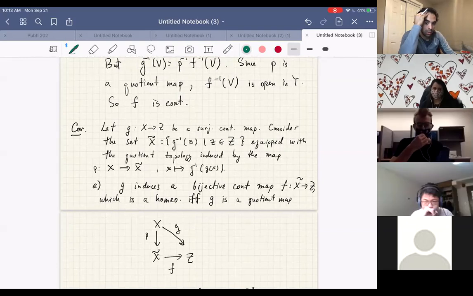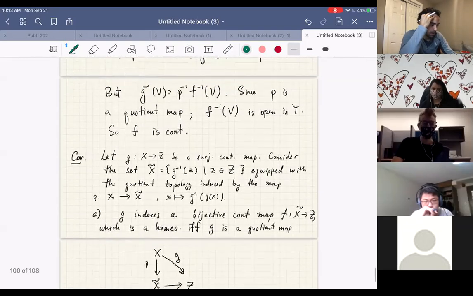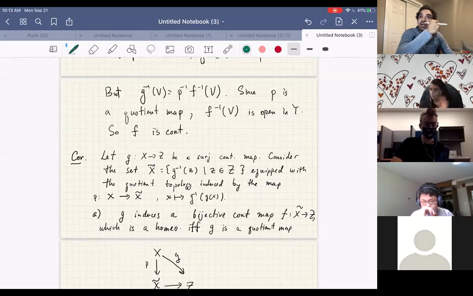I guess I have a question. If we start with a metric space and take a quotient topology, do we get a metric downstairs in the quotient topology? That's a good question. Let me think. I think that's not the case. I don't have a counterexample off the top of my head, but that could be a good exercise.